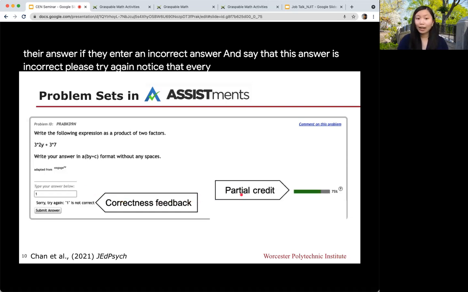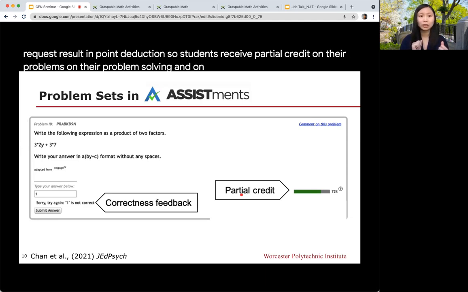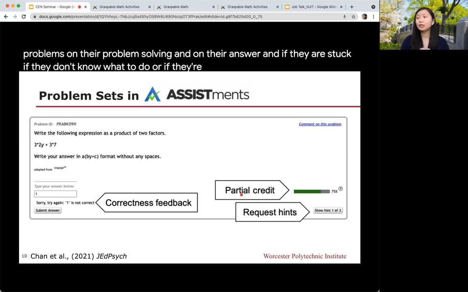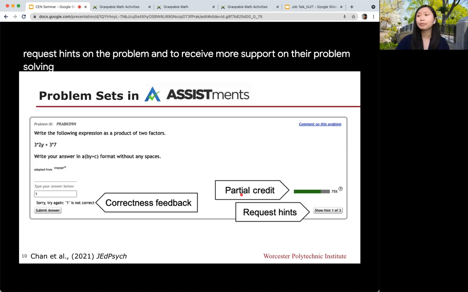Notice that every incorrect answer and hint request results in point deduction, so students receive partial credit on their problem solving and on their answer. And if they are stuck, if they don't know what to do, or if they're confused, they can always request hints on the problem to receive more support on their problem solving.